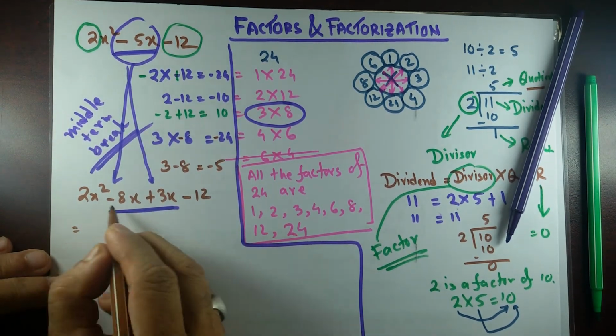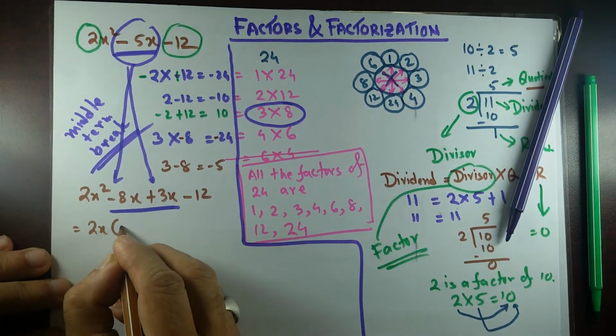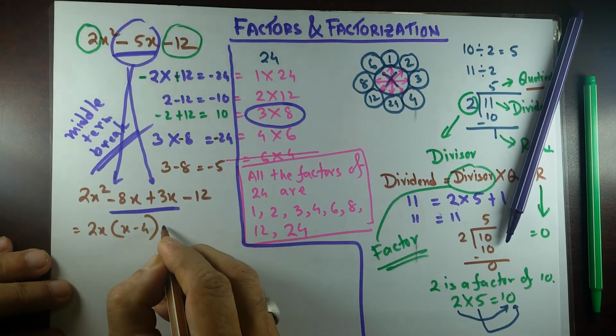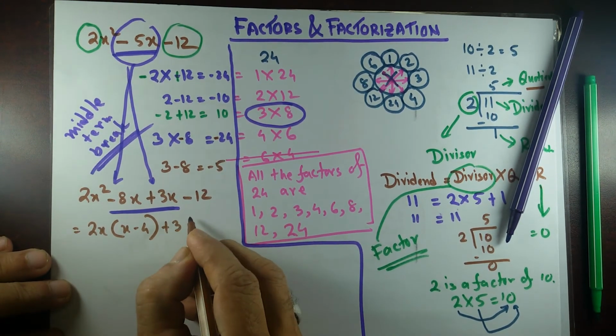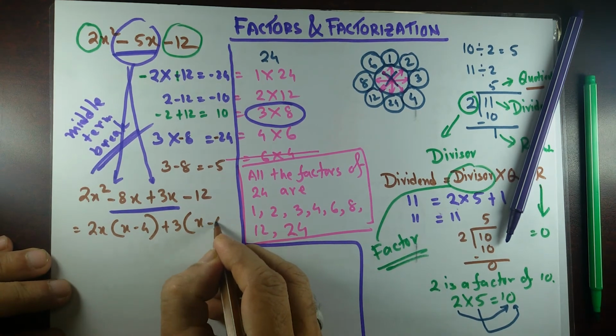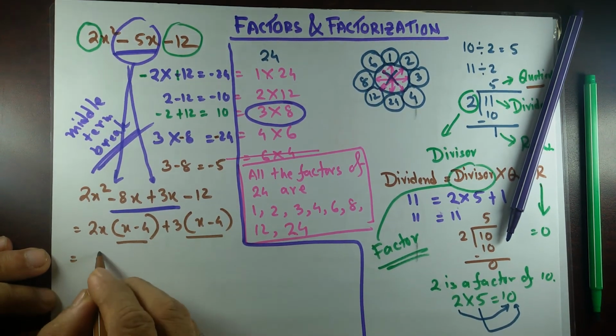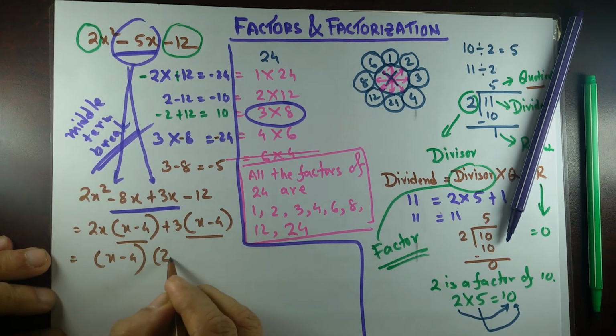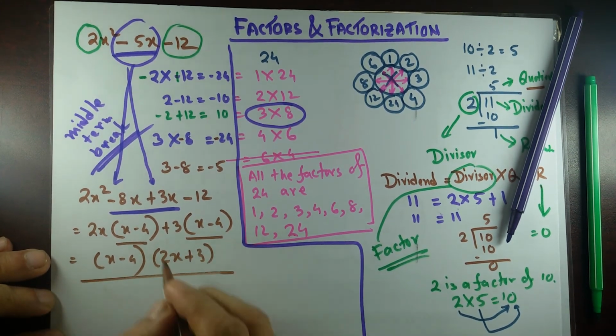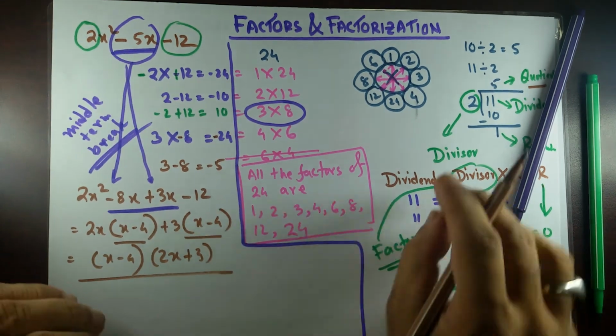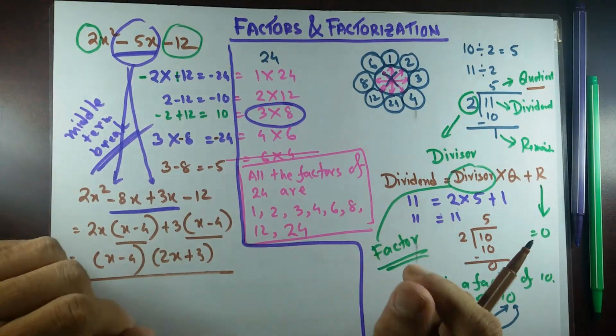So what can I do now? From the first two terms I can take 2x common, so it's going to be x minus 4. From the other two, I can take 3 common, so it's going to be x minus 4. Now I can take x minus 4 common: x minus 4 times 2x plus 3. So it's factorized like that. So this is our factor and factorization.